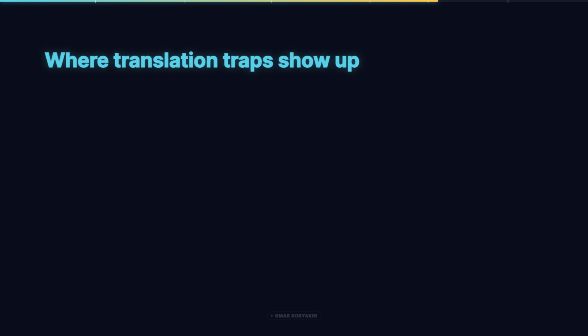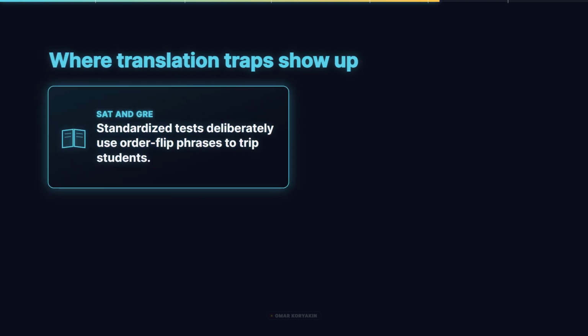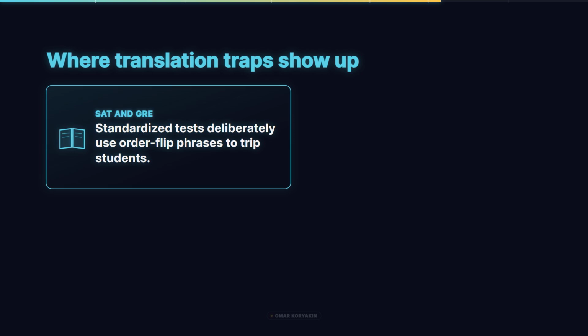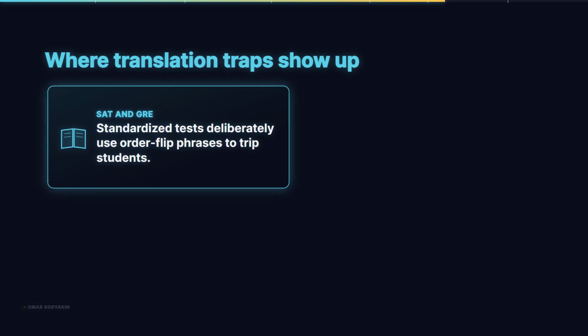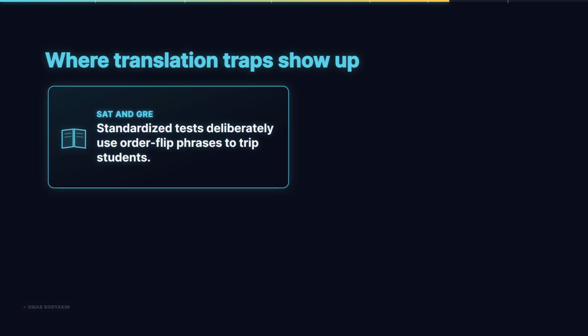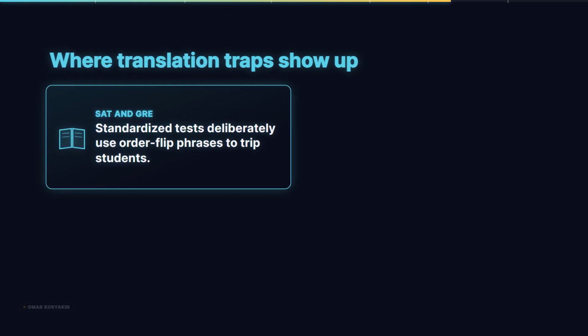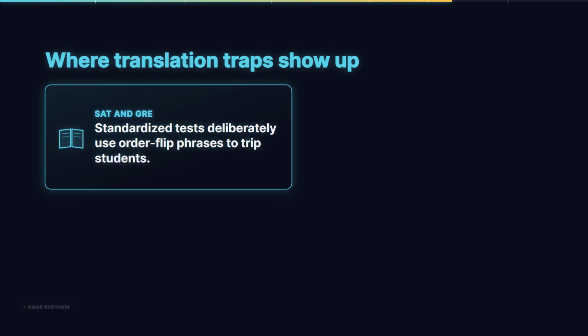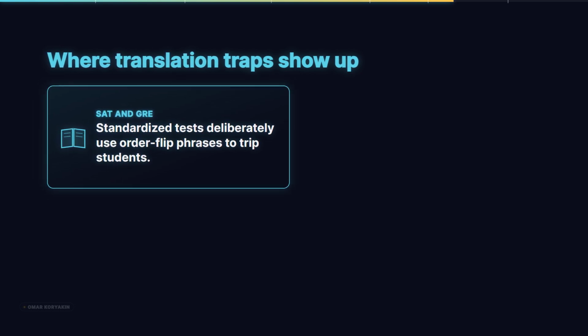Four broad domains below. On the SAT, GRE, GMAT, and most state algebra exams, the test writers deliberately use order flip phrases like "less than" and "subtracted from" in word problems, precisely because they know most students translate them literally, word by word, and produce a wrong answer. Recognizing the trap pattern instantly and applying the reversal template is the single highest value test preparation move you can make for any of these exams. Practice 10 or 20 problems containing the trap phrases until the reversal becomes automatic, and your test scores will improve noticeably.